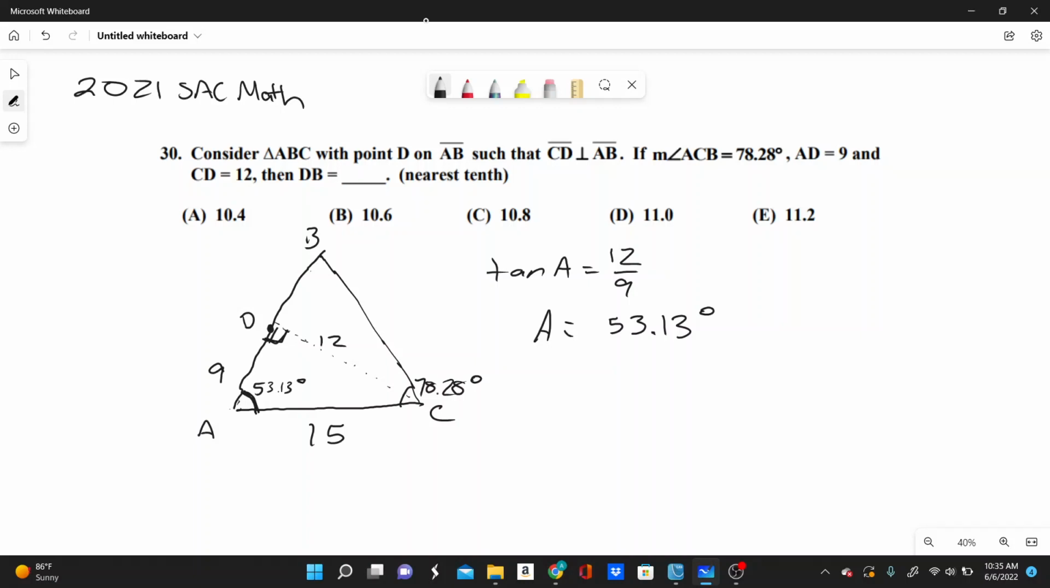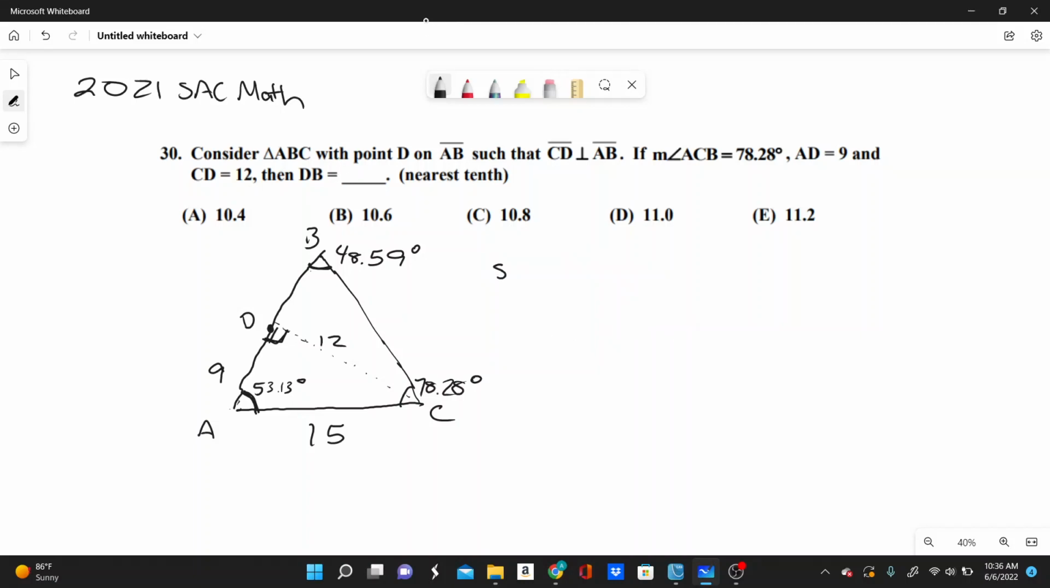And then also, we could find this angle now, because the total number of degrees in a triangle is 180. And so by doing that, we see that this angle measure is 48.59. And then what can we do? Well, we know that this is 48.59 degrees, and the side opposite that is 15. And then this angle is 78.28, and we need to find the side opposite of that. So this is a classic problem for law of sines.